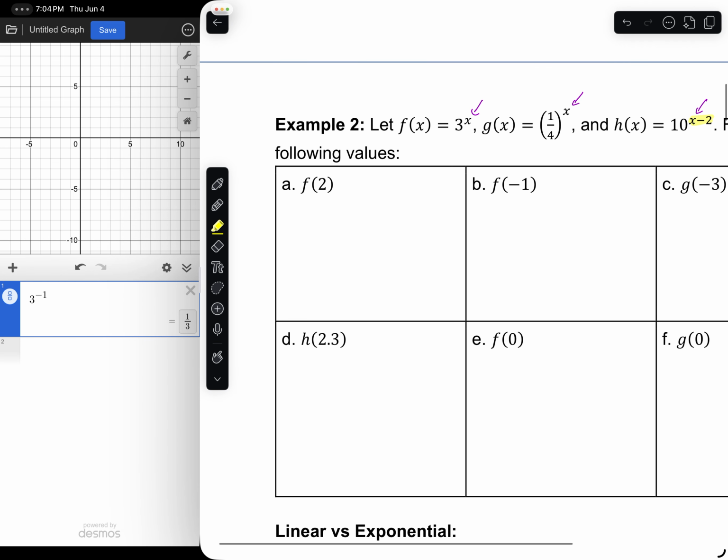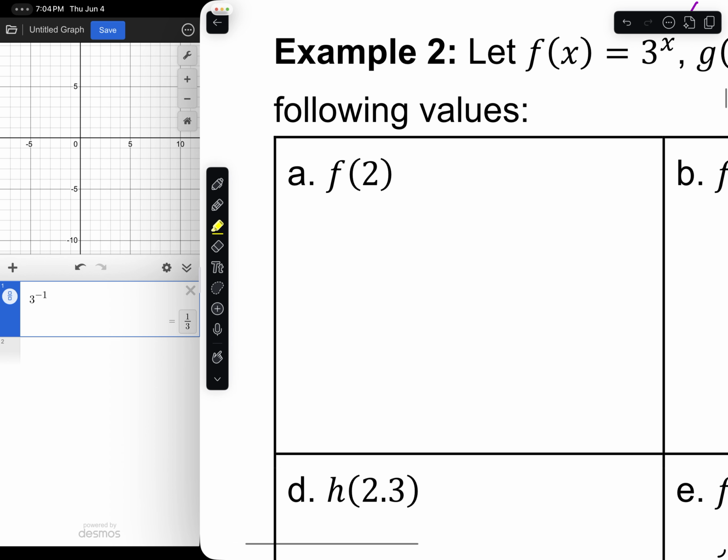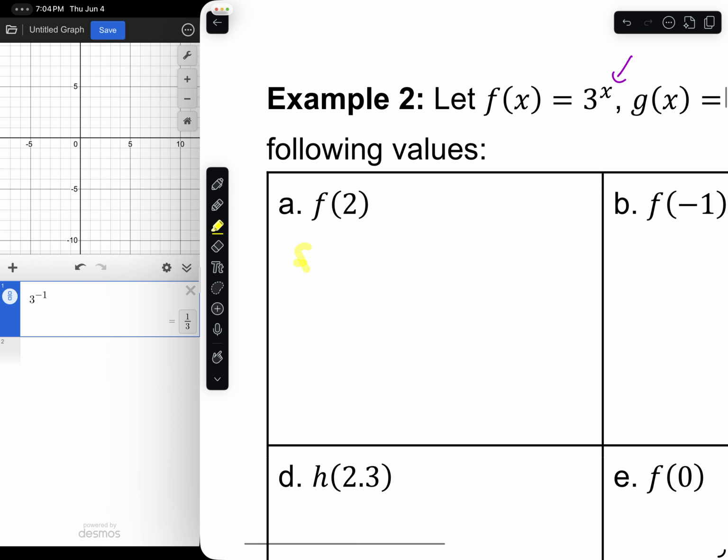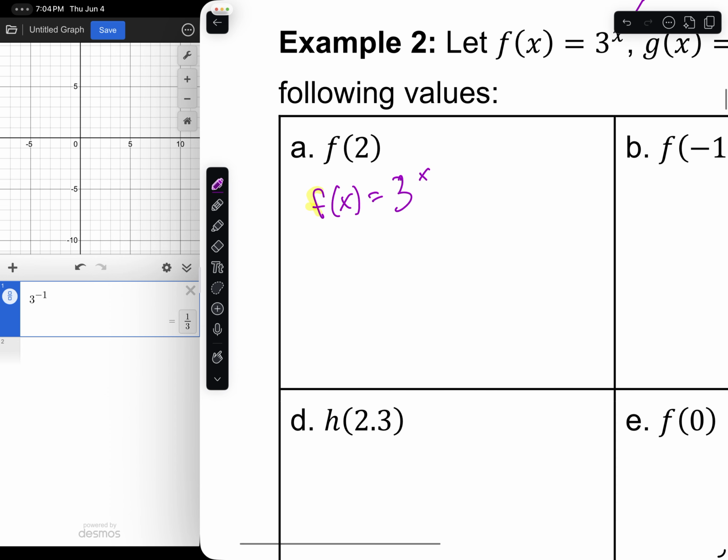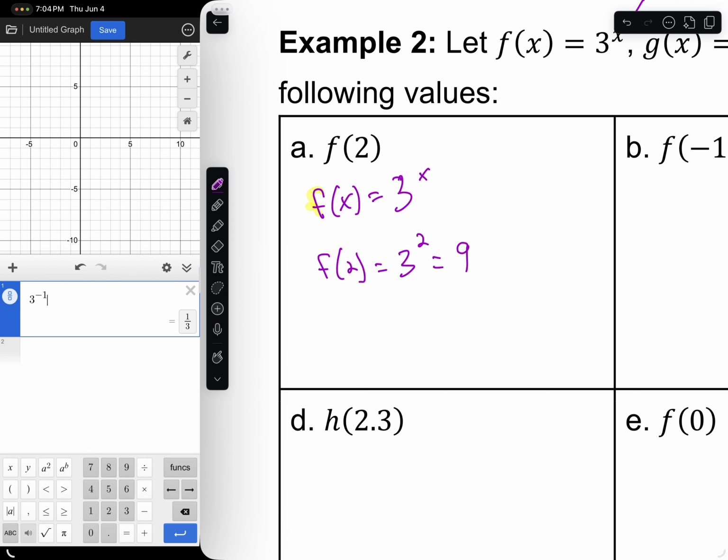So find the following values, f of 2. f of 2 means I'm using the function f of x, which is equal to 3 to the power of x. And that means if we're doing f of 2, we're going to replace x with 2. So then 3 squared is 9. If we're doing this on the calculator, we do 3 to the exponent of 2, we get 9.